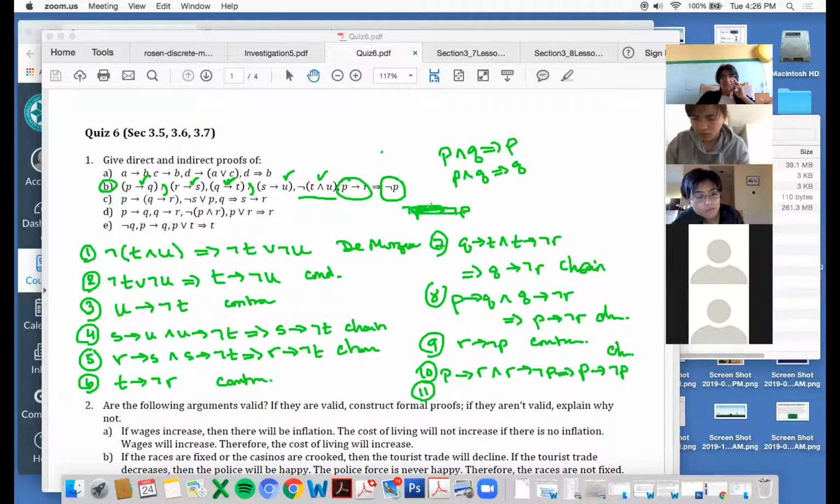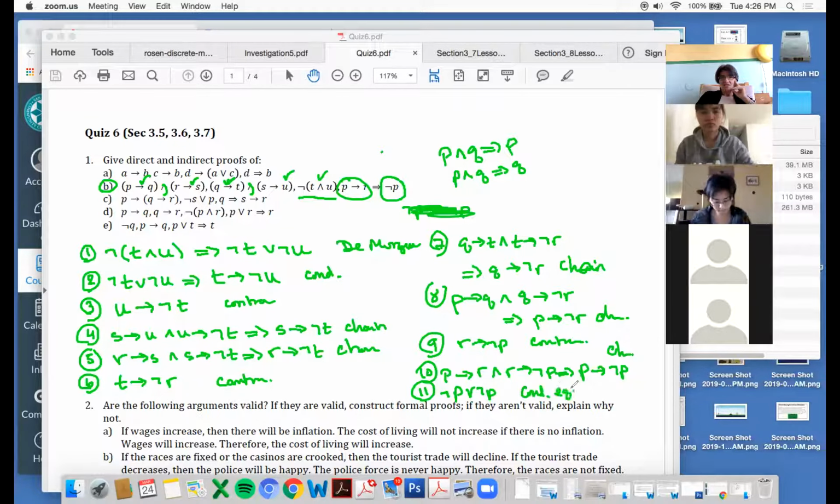Okay, I think this one. All right, so this I can change into an or. So this will turn into not P or not P with the conditional equivalence.